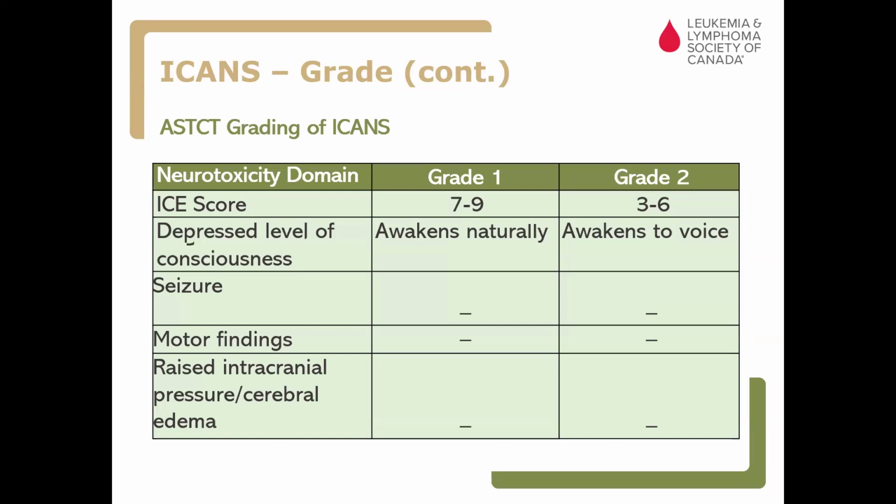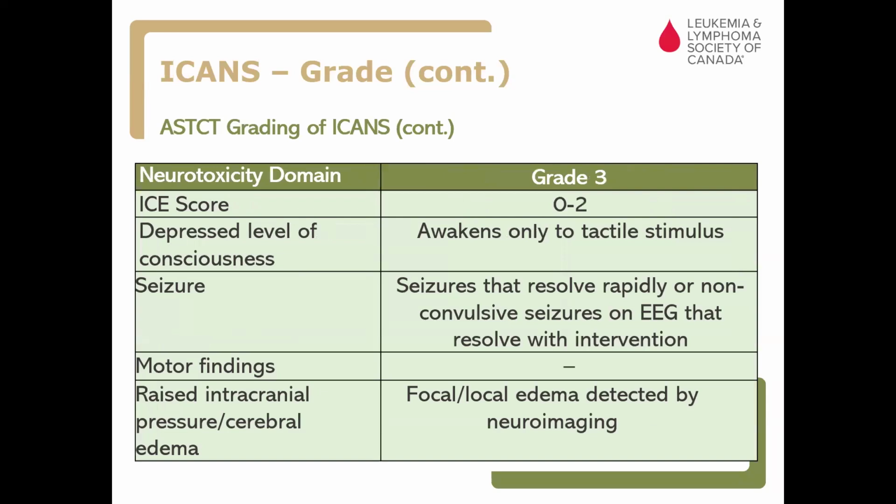So an ICE score of 7 to 9 is grade 1, 3 to 6 is grade 2, and you can see the other symptoms that are associated with these as well. Grade 3 is 0 to 2, so we're getting into more severe levels of ICANS during this time. These slides are a great reference tool in quickly identifying what grade of ICANS a patient has.